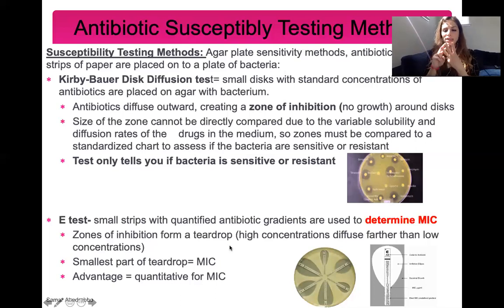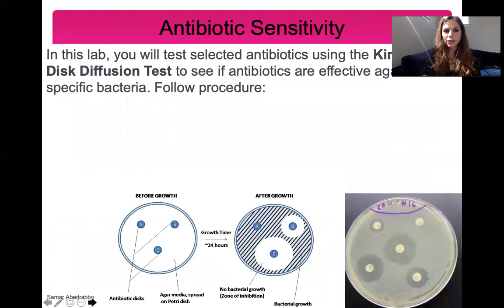So now we learned about 3 tests: the broth dilution test, Kirby-Bauer disc diffusion, and e-test. The only 2 that let you determine MIC, or minimum inhibitory concentration, are the broth dilution test and the e-test. The Kirby-Bauer doesn't, but it's a great test to determine sensitivity. And that's the test that you're doing in lab.